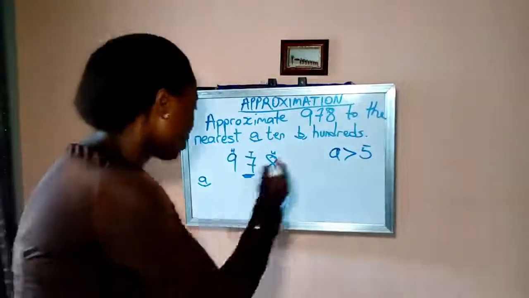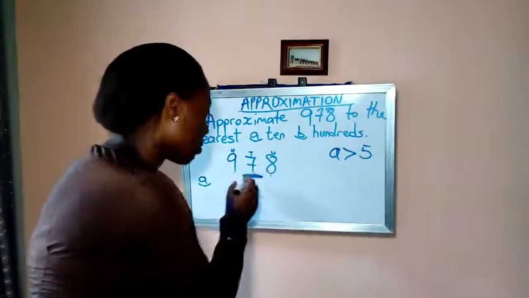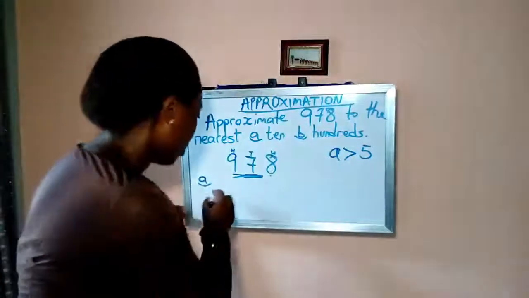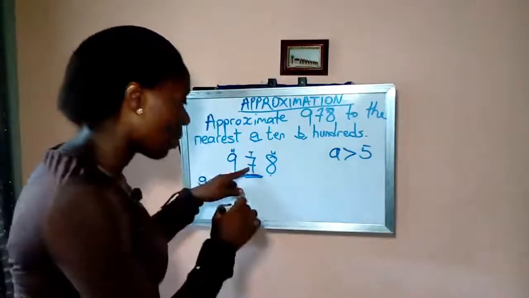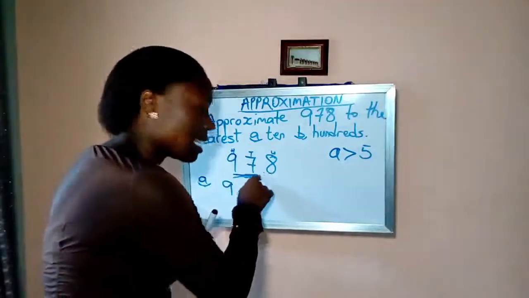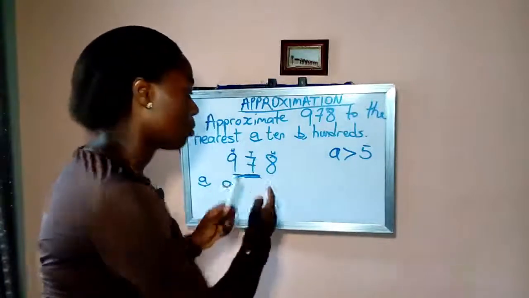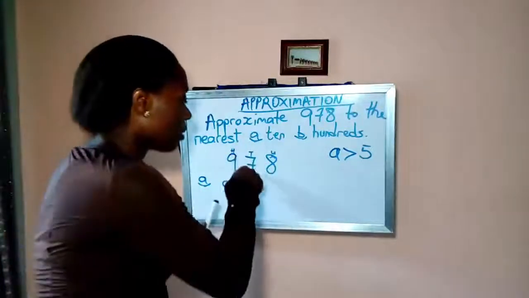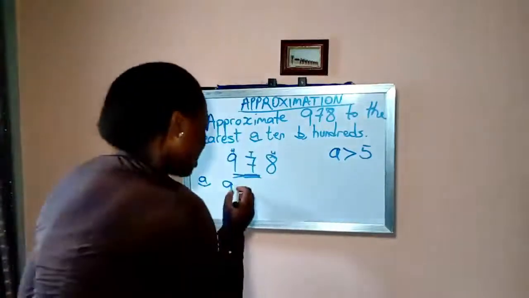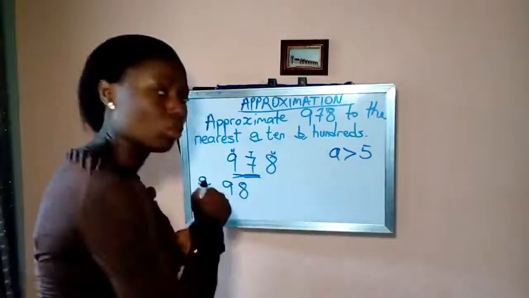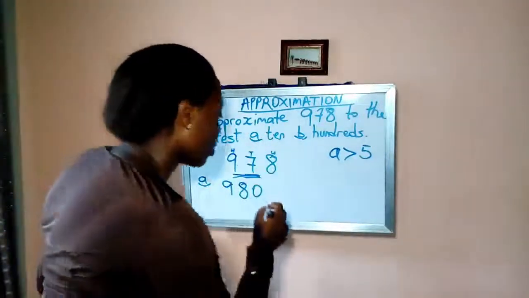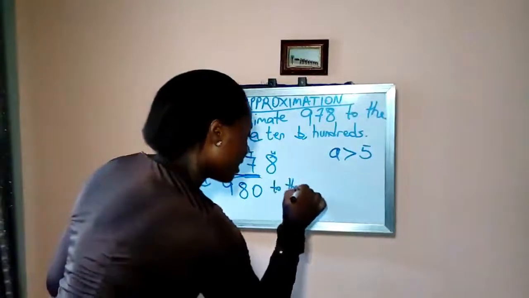Okay, now so this is 978, but this is the number in our 10 position. This is our 100 position. We do not touch it. We will still leave it 9. This is our 10 position, 7. But remember, this is 8, and 8 is greater than 5. So what do we do? Round it up to 1 and add it to our 7. 7 plus 1 will give us 8. This is 8. What do we do to that position? We'll put a 0. Then write: to the nearest tens.